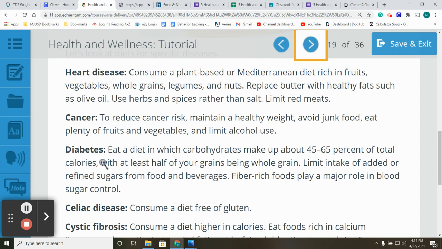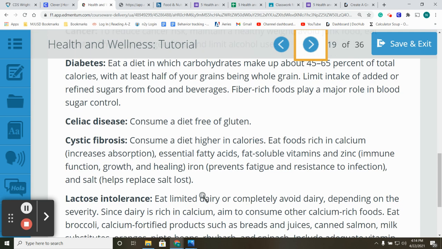Diabetes: eat a diet in which carbohydrates make up about 45 to 65% of total calories, with at least half of your grains being whole grain. Limit intake of added or refined sugars from food and beverages. Fiber-rich foods play a major role in blood sugar control. Celiac disease: consume a diet free of gluten.